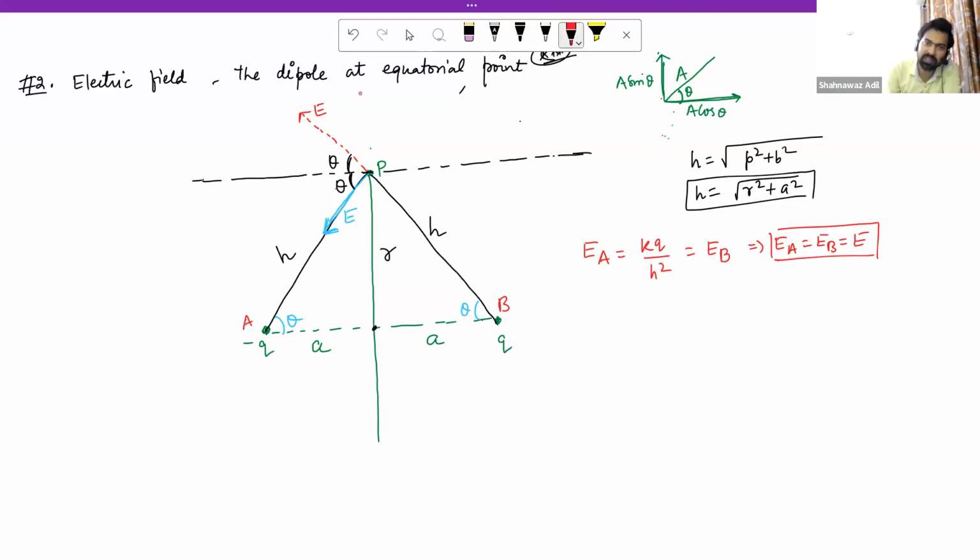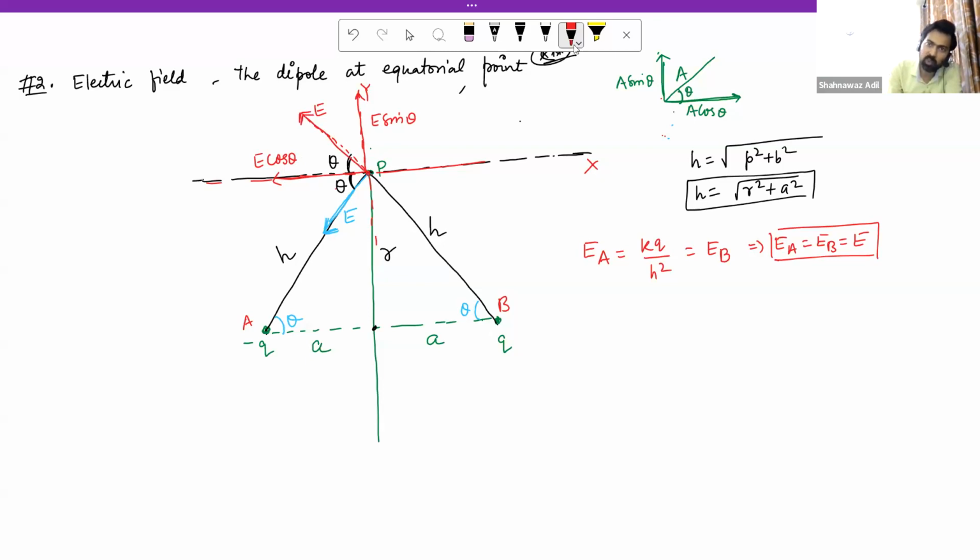Now we have to write all the axes. So we will write the axis as this one and this one. So these are the X and Y. This is X axis, this is Y axis. Now you see that this is E, and it is making an angle theta. So this would be E cos theta, and this would be E sin theta. Clear? Yes, sir. So we have resolved this electric field.